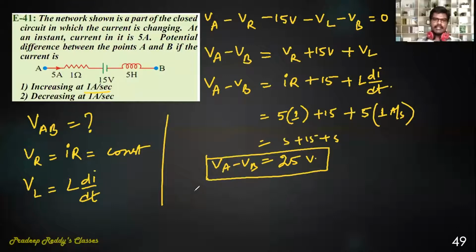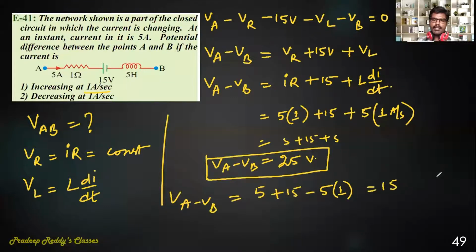Likewise, if current is decreasing with respect to time, then in such case VA minus VB will be equal to 5 plus 15 minus 5 into 1. This and this get cancelled. This is equal to 15 volt, I'm sorry. Right? So whenever current is increasing in the circuit, the net potential difference increases. If current in the circuit decreases, the net potential difference will decrease. So that is how, when you are providing an inductor in the circuit, based on variation of current in the circuit, the total potential difference in the circuit would undergo change.